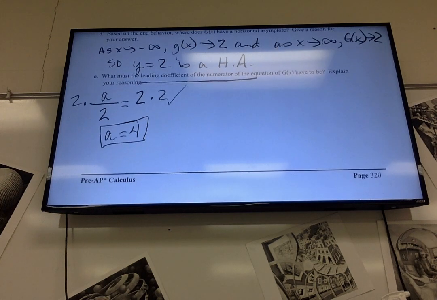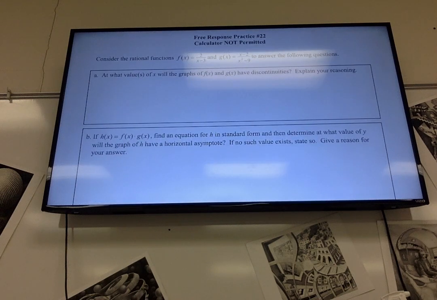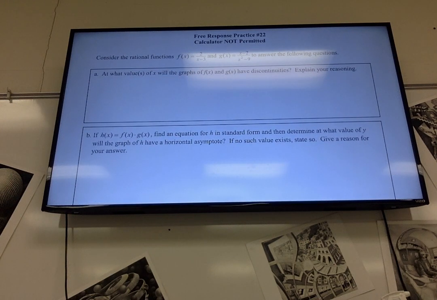Okay, we have a free response question that we can do together. Okay, so we have two rational functions here. 2 over x minus 3 and x minus 2 over x squared minus 9. A says at what value or values of x will the graphs of f of x and g of x have discontinuities? Explain your reasoning. All right. Discontinuities, remember, occur when it's undefined. Undefined happens when you have 0 in the bottom of the fraction.